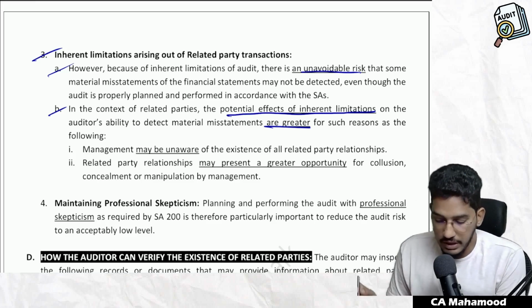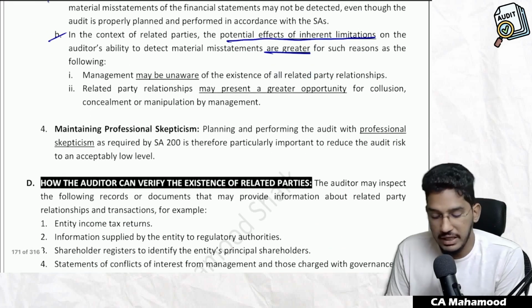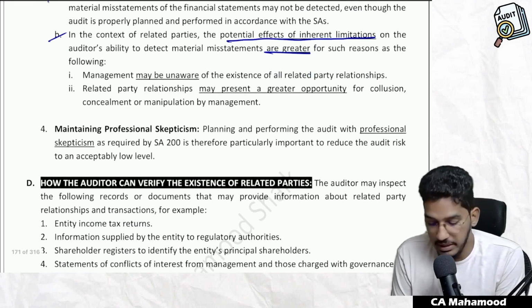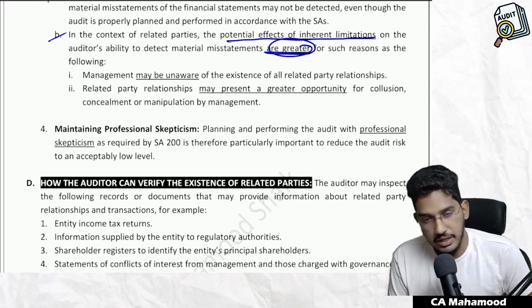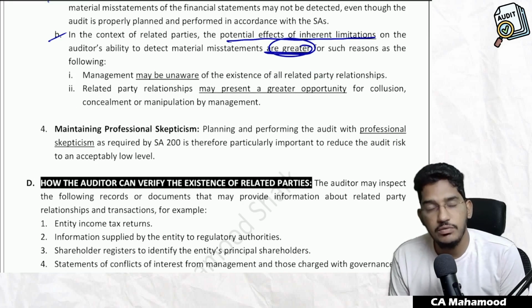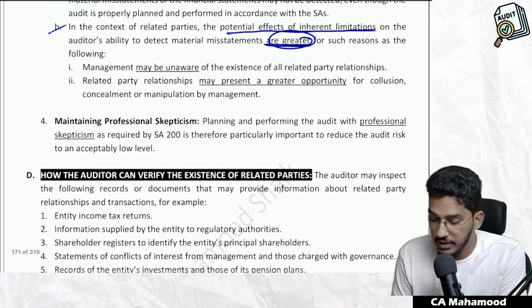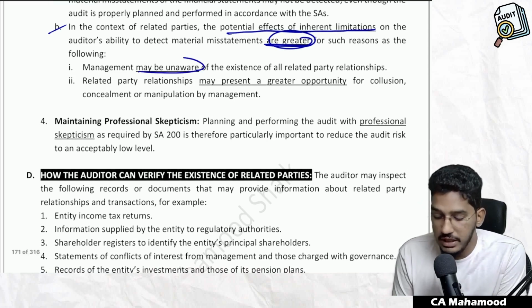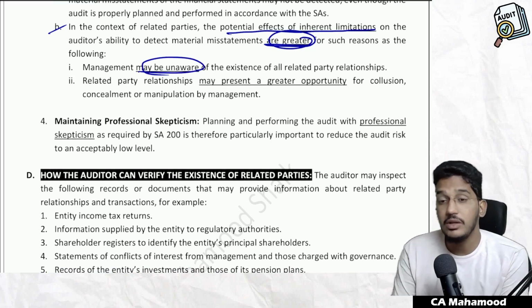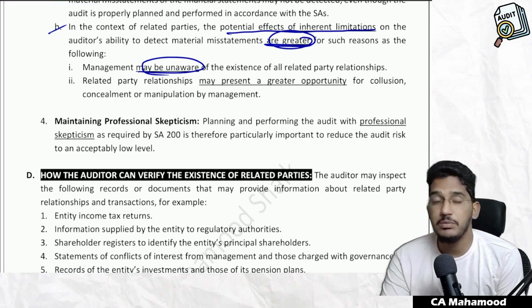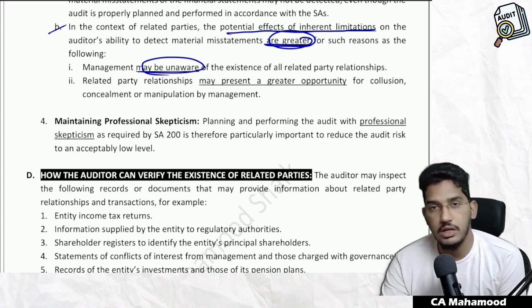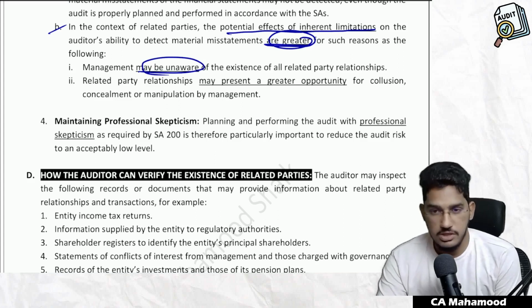So in the context of related parties, the potential effects of inherent limitations on the auditor's ability to detect material misstatements are greater. That means because of related party transactions, the auditor's chances of the opinion going wrong are much higher. Why? Because the management themselves might not be aware who is a related party and who is not. Sometimes the management of the company itself will not be able to identify who is a related party and who is not.